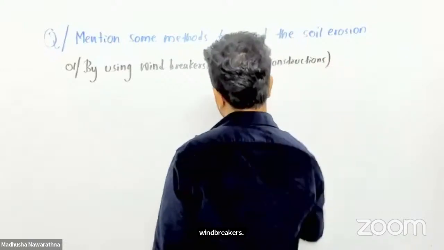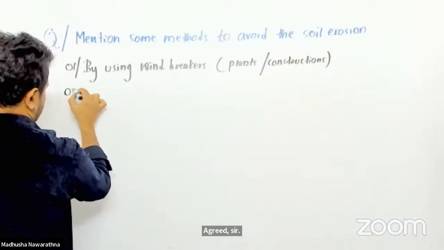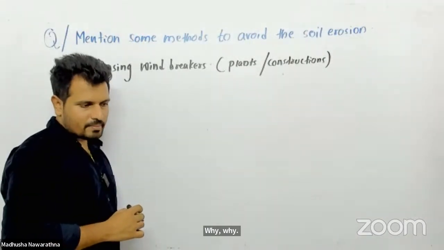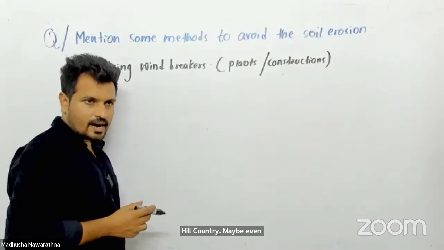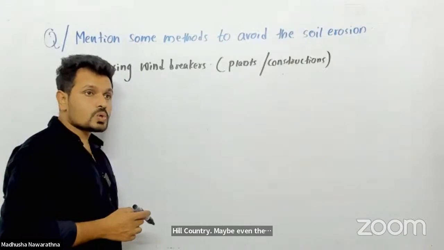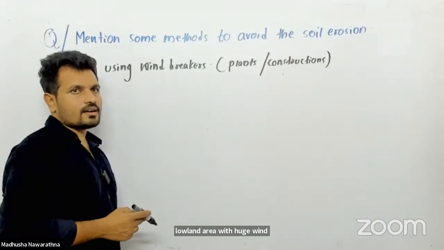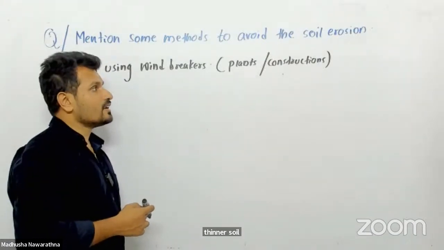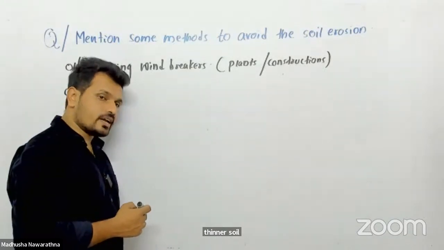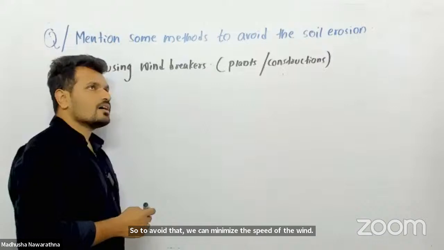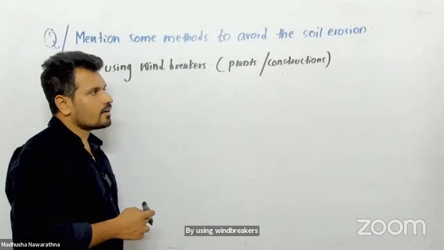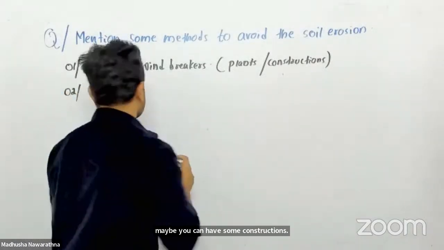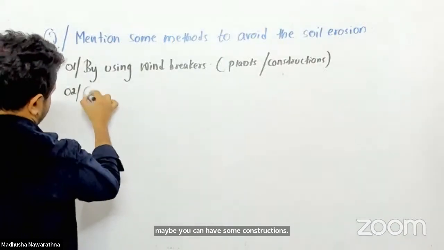Excuse me, sir. Why do we use windbreakers? Just imagine in the hill country, or maybe even the lowland area, when a huge wind comes, the soil begins to move. That is soil erosion. So to avoid that, we can minimize the speed of the wind by using windbreakers. For that we plant plants, or maybe you can have some constructions, right? Got it. Yes, sir. Thanks.